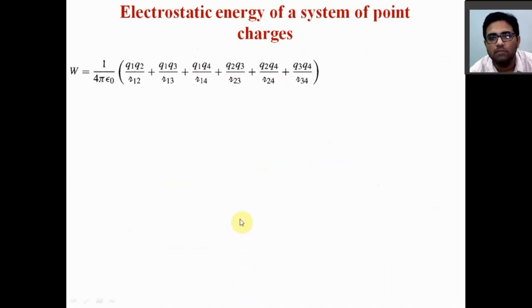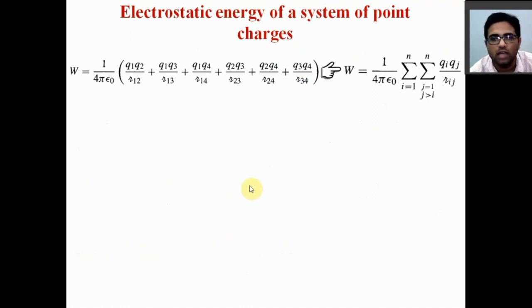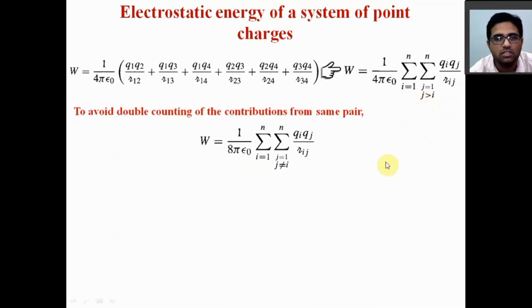Now for n number of charges, the total work done to assemble will be like this. Here j greater than i is written just to remind you not to count the same pair twice. A nicer way to accomplish the same purpose is to intentionally count each pair twice and then divide by 2. That's why this half is coming, and we get this equation.